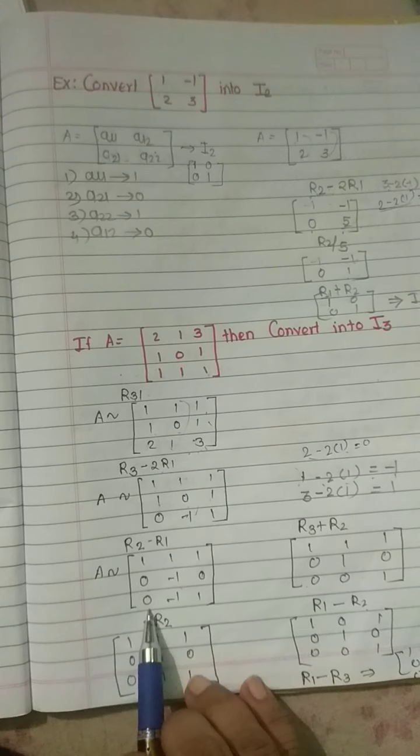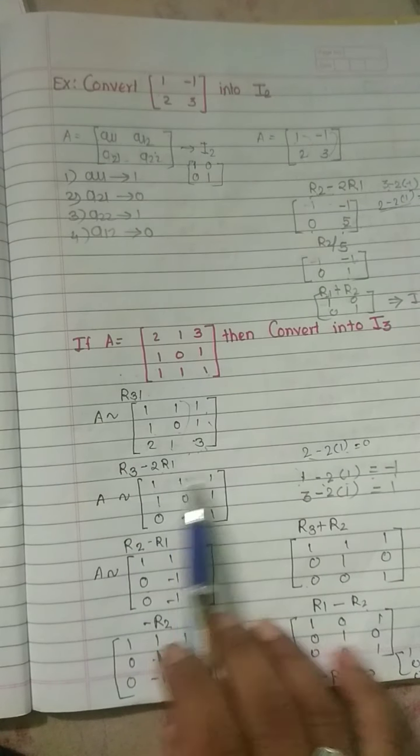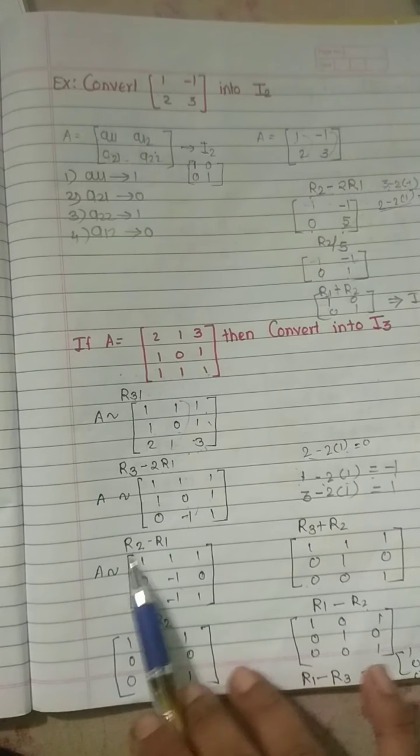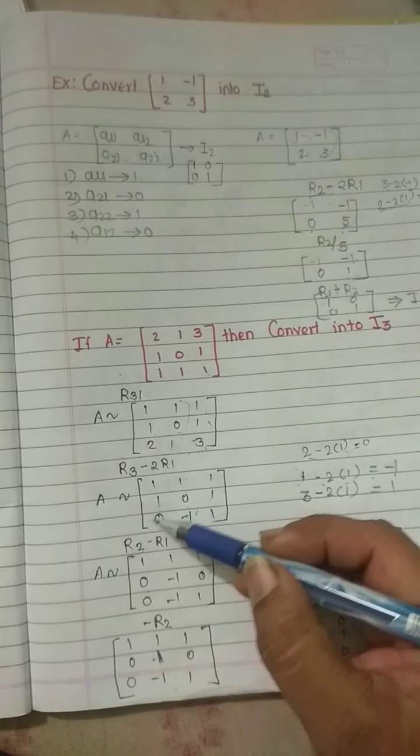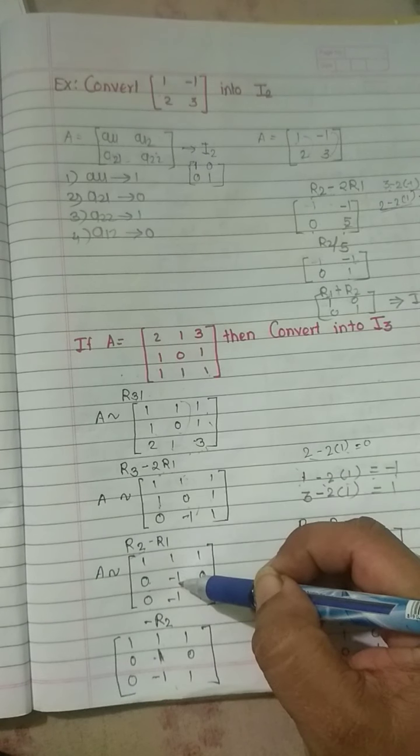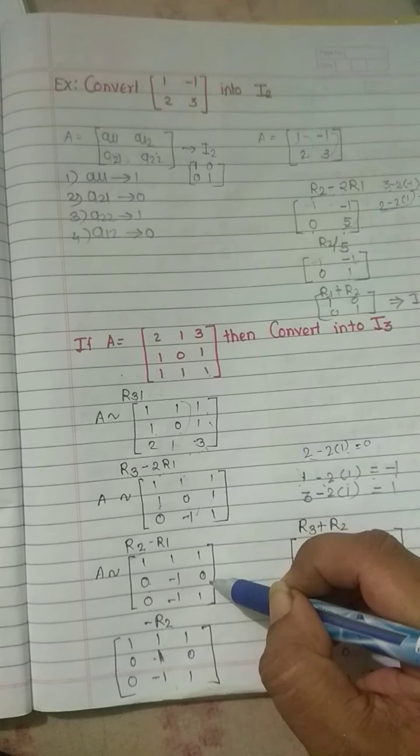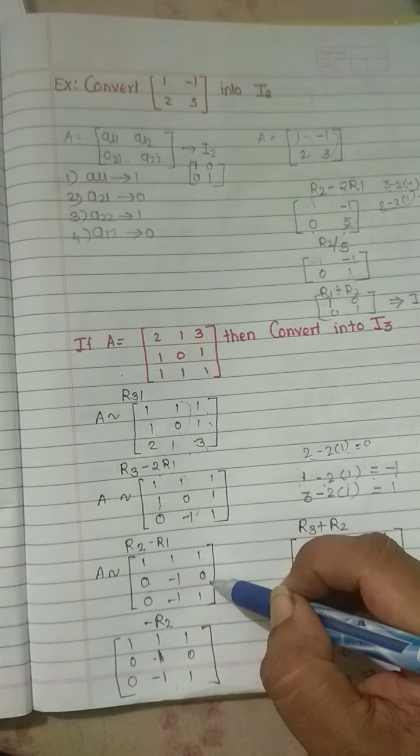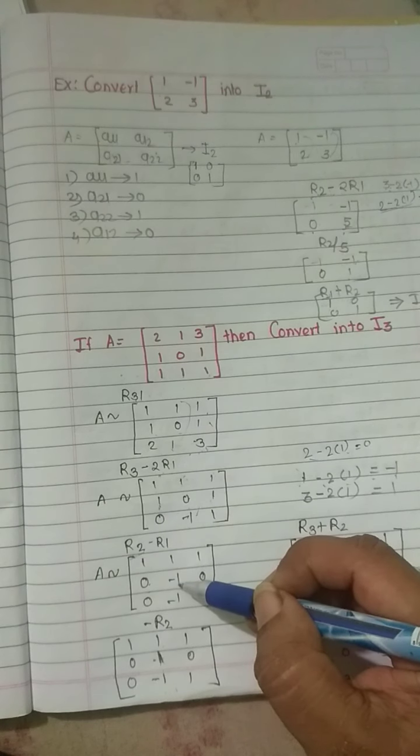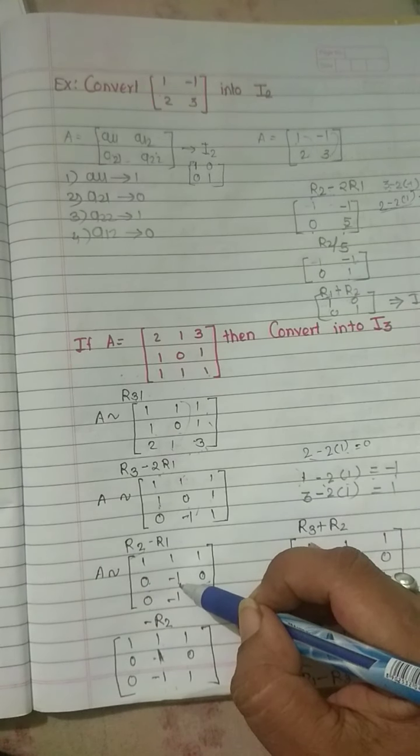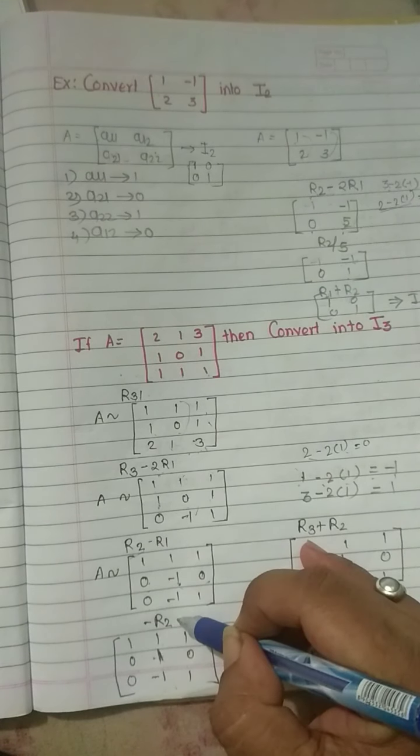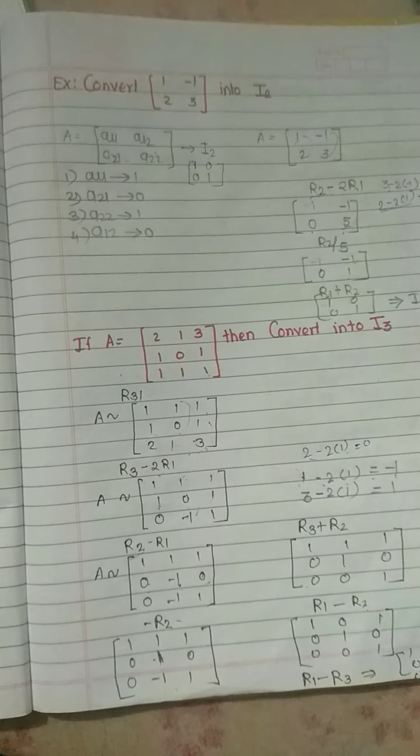The first row elements and third row elements remain the same, that is 1 1 1 and 0 minus 1 1. Only the second row elements change. The second row elements: 1 minus 1 is nothing but 0. 0 minus 1 is nothing but minus 1. 1 minus 1 is nothing but 0. Next step, reduce the A22 position element to 1. That is, this minus 1 converts into plus 1 using the operation R2 becomes minus 1 times R2, minus 1 multiplied by the R2 row.